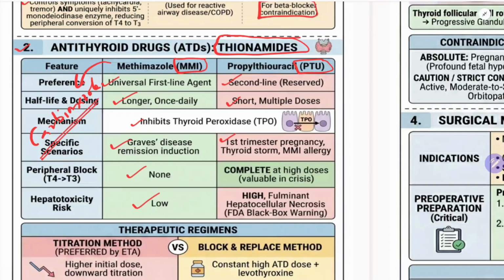But nowadays physicians are preferring and switching onto methimazole, and guidelines are also suggesting methimazole because it has less toxicity when compared to carbimazole. So that's why we are discussing methimazole only.